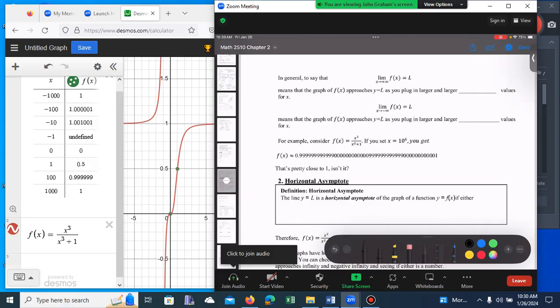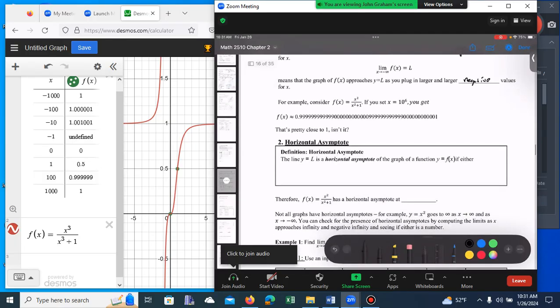Positive values of x. And when x is going to negative infinity, you're plugging in larger and larger values of negative x. Larger in the sense of the numbers are bigger. They're negative, so they're actually really smaller. We can set x equal to 10 to the 6th power, and we're still going to get something that's not exactly equal to 1. It's going to be a long digit with a lot of 9s, some 0s, some more 9s. This isn't equal to 1. We can say it's roughly 1. The limit is going to 1.